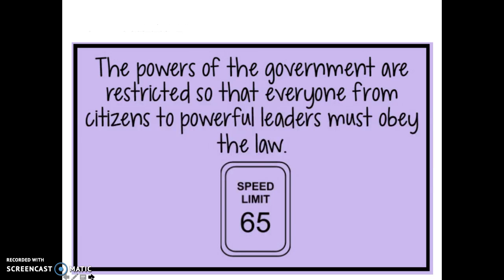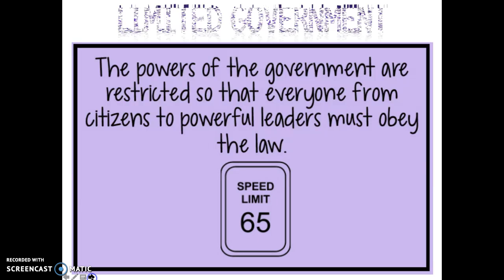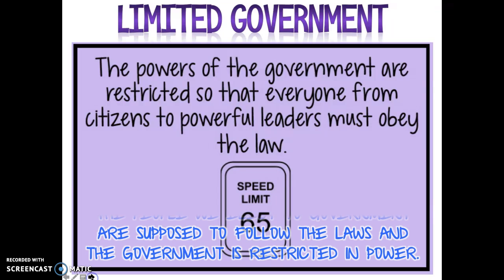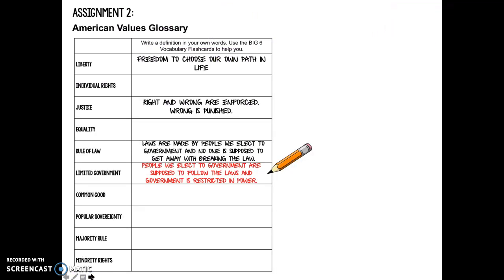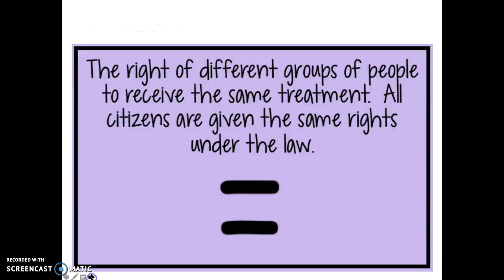The powers of government are restricted so that everyone from citizens to powerful leaders must obey the law. That is limited government. And this is how I define it in my own words. The people we elect to government are supposed to follow the laws, and the government is restricted in power. Okay, so transfer that into your American Values Glossary.